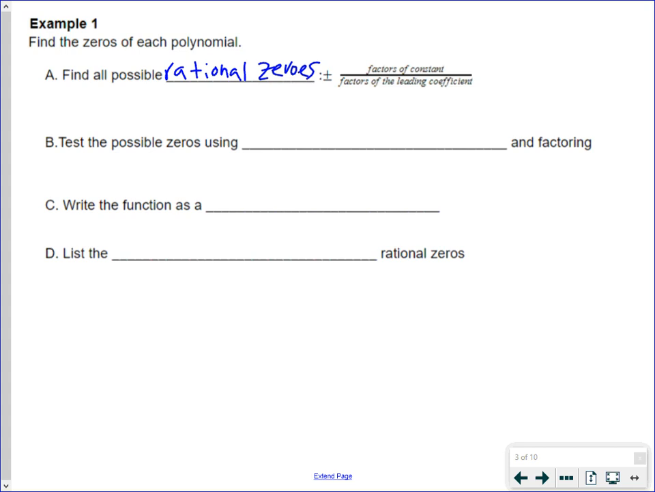All right? Next thing we're going to do is test the possible zeros using synthetic division and factoring. Okay? Next, we're going to write the function as a factor of the polynomial, whatever you want to say. It just needs to be in factored form. Next, we're going to list the actual rational zeros.